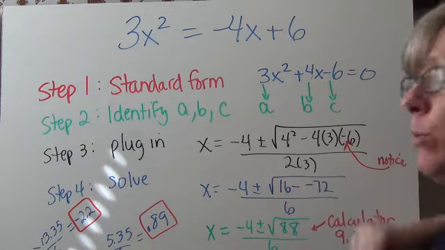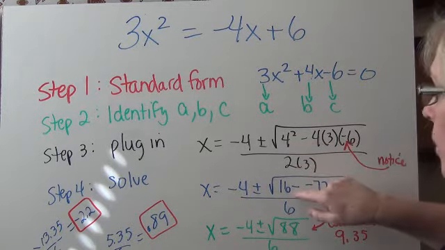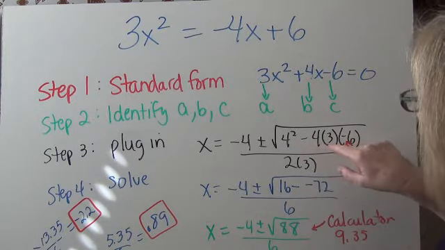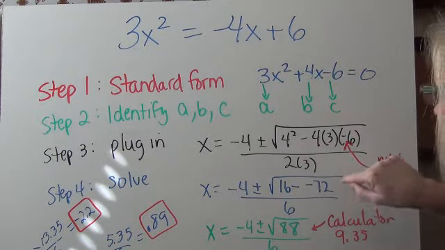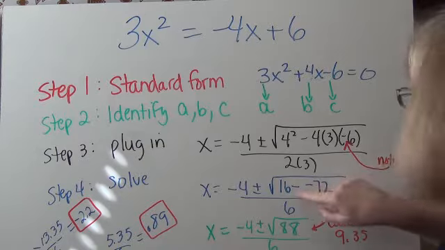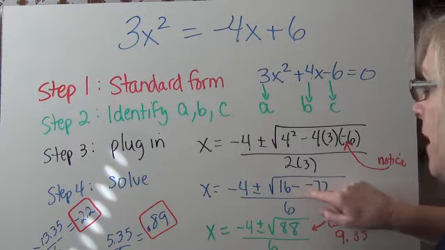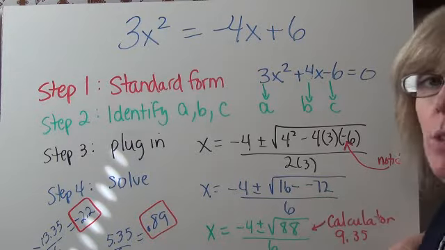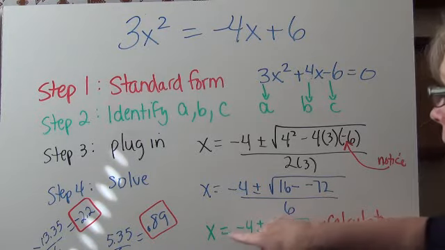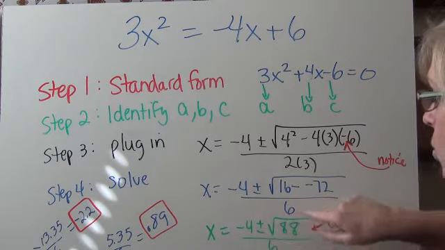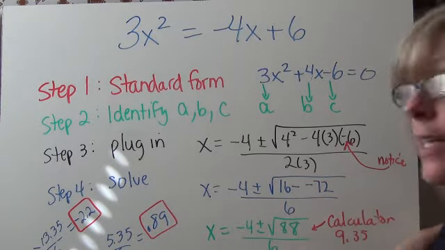The second step that I do is start simplifying those numbers. So I go inside the parentheses first. 4 squared becomes 16, and 4 times 3 times negative 6 is negative 72. And look what I've done to make sure that I don't miss that it's minus minus. So I'm actually going to do a plus right here. So I get negative 4 plus or minus the square root of 88 over 6.